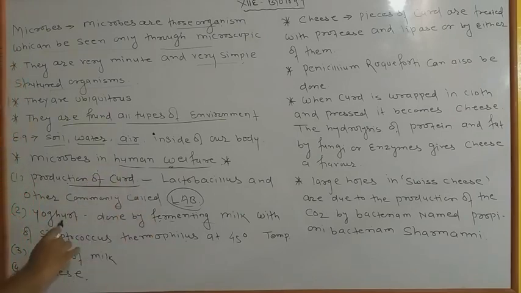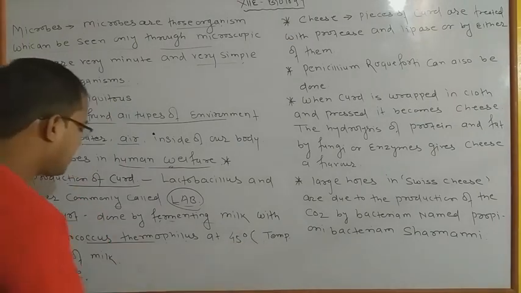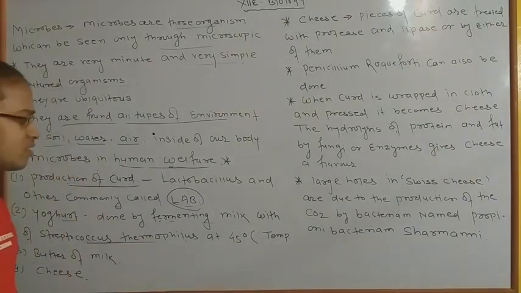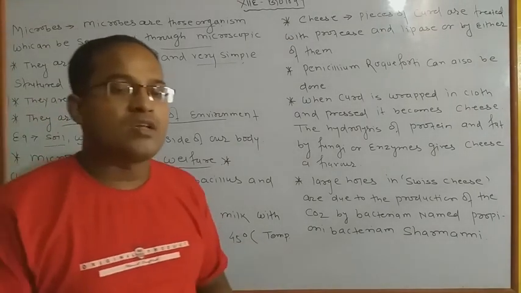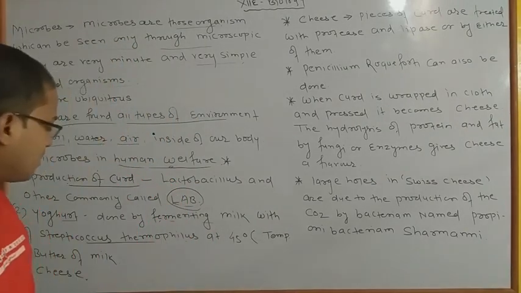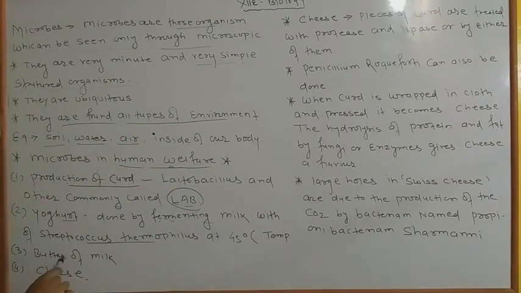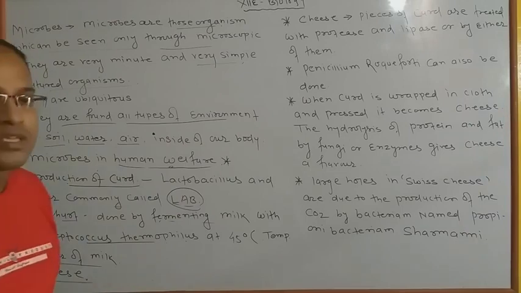The second thing is yogurt. Yogurt is fermented generally at 45 degrees Celsius, and Streptococcus thermophilus is used for converting milk into yogurt. Apart from that, microbes are also used in the preparation of butter and cheese and many more things.